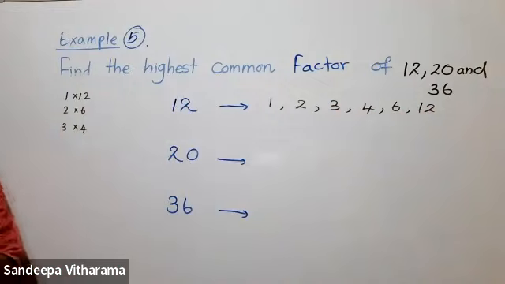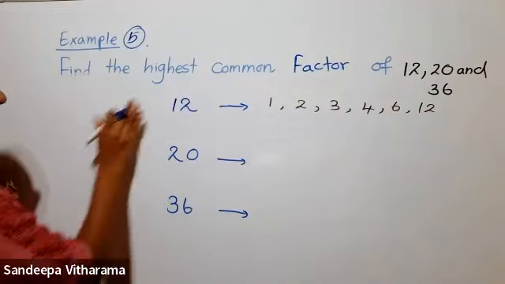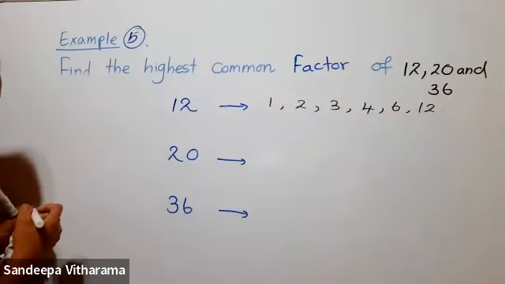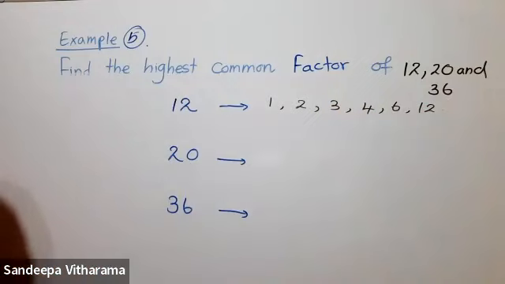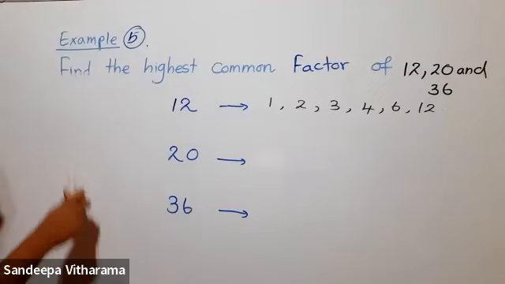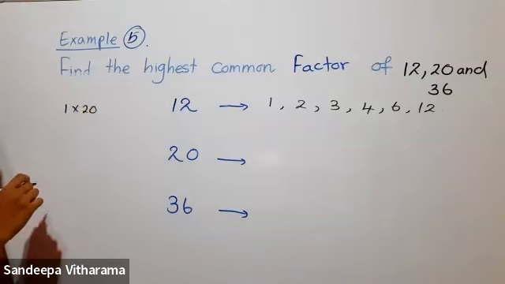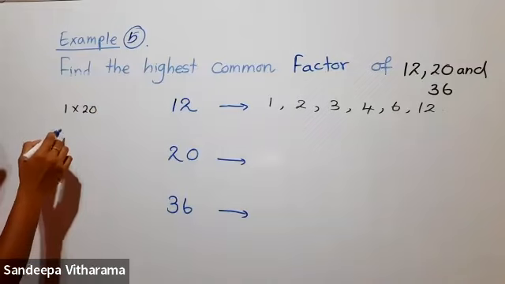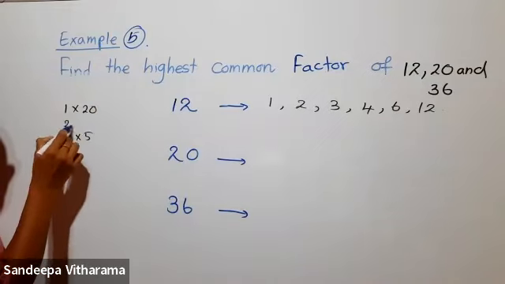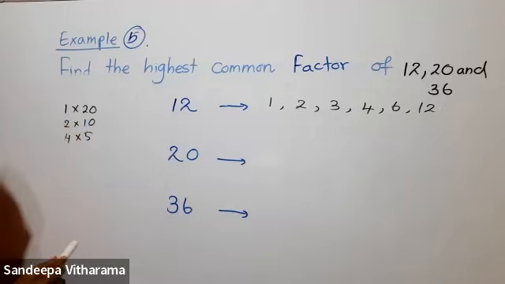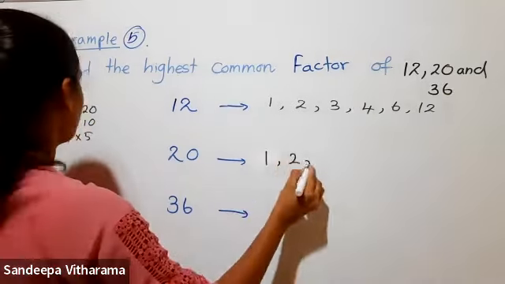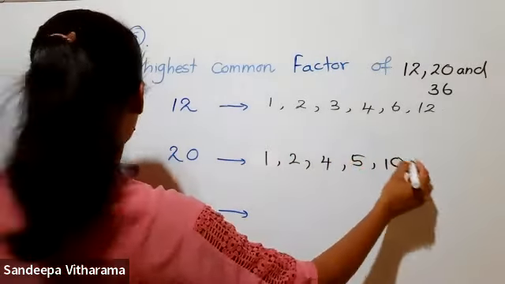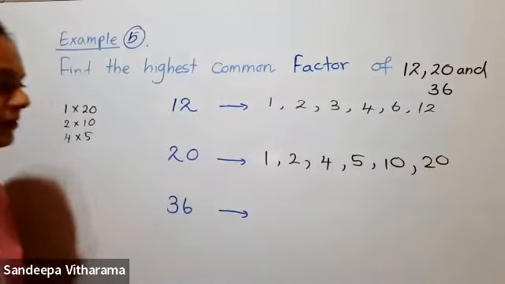How can we obtain 20? 20 can be obtained. Yes, tell me. What are the ways that we can obtain 20? 1 times 20. What else? 4 times 5. 2 times 10. Yes, we can write 1, 2, 4, 5, 10, 20. These are the factors of 20.